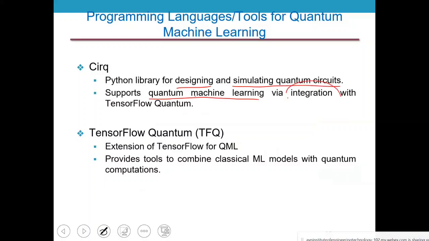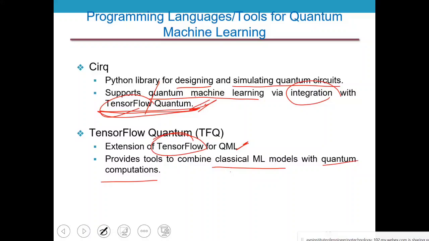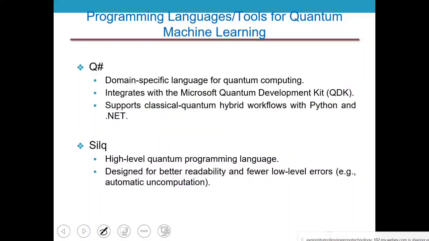It supports quantum machine learning via integration with TensorFlow Quantum. Okay. So TensorFlow is the Python library for normal classical algorithms and their implementation, whereas TensorFlow Quantum is the hybrid, an extension of TensorFlow for quantum machine learning. It provides the tools to combine classical ML models with quantum computations. So comfortably using that you can develop.